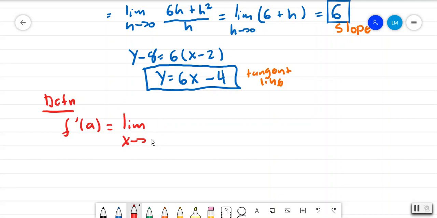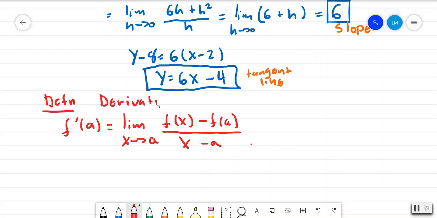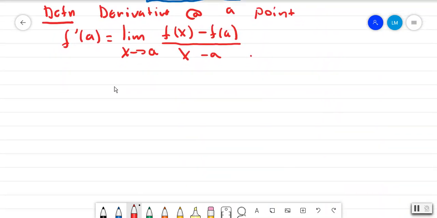Okay, so this is going to be very similar to my original definition, but I'm going to switch the signs. So I have f of x minus f of a divided by x minus a. So this is the derivative at a point. This is the same thing as the slope of the tangent, but it's just written a little bit differently.